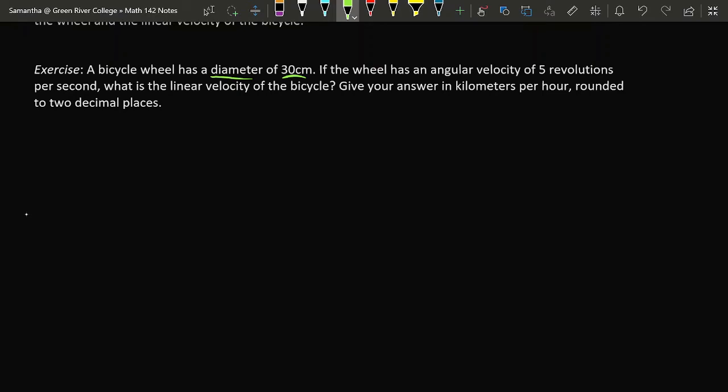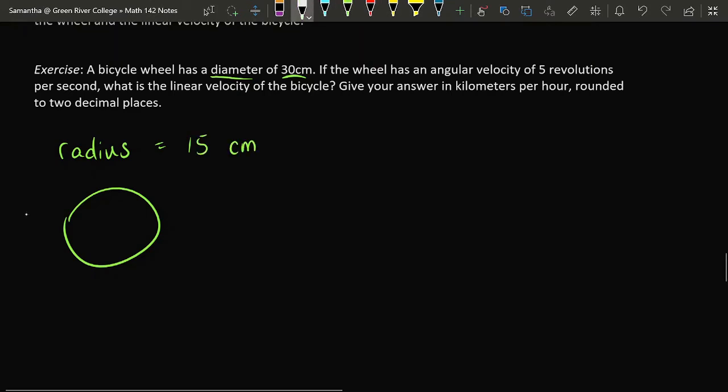Now, just as a quick note, because the word diameter can be tricky, the radius of the bicycle wheel would be equal to only half that. The radius would be equal to 15 centimeters. Now, they're telling me that the wheel has an angular velocity of 5 revolutions per second. So the wheel of the bicycle is spinning at such a rate that it spins 5 times fully around in 1 second.